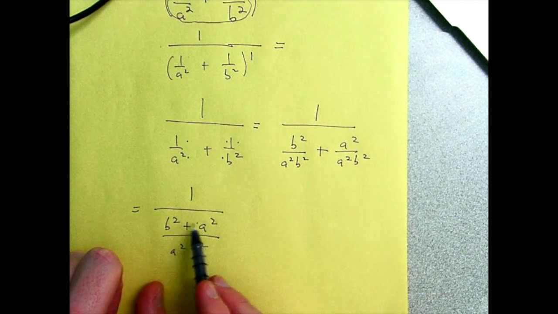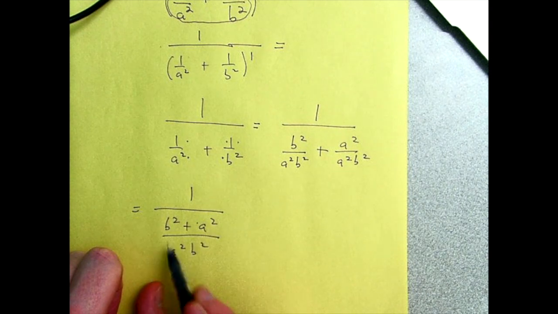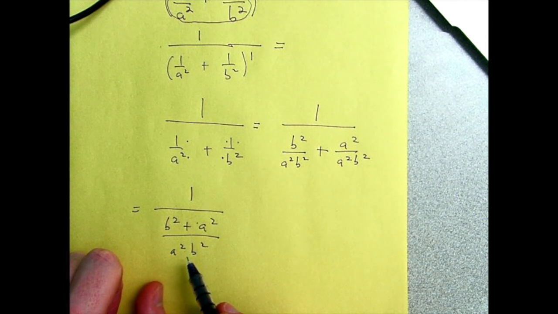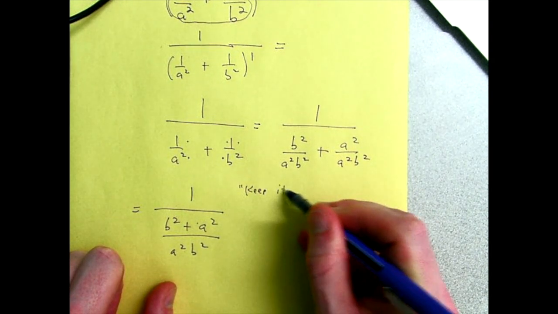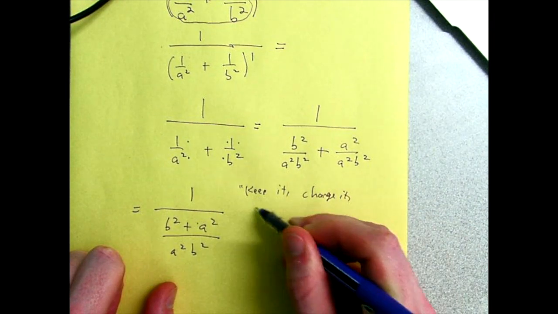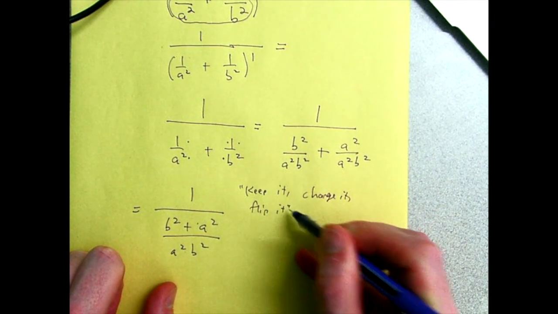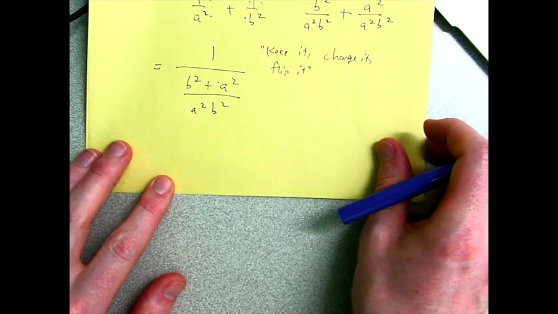Now that the denominator of this larger fraction is a single fraction, we can use what I like to call "keep it, change it, flip it." If you haven't heard this before, it really just means multiply by the reciprocal, but it's kind of a cute way of saying it. So what does keep it, change it, flip it mean?